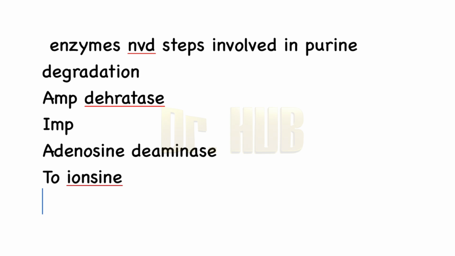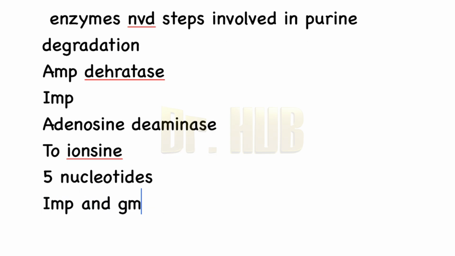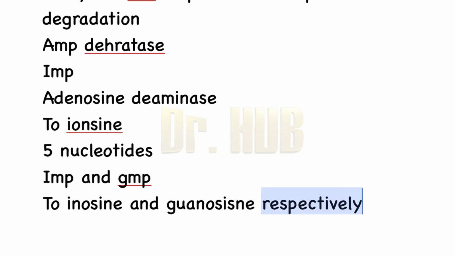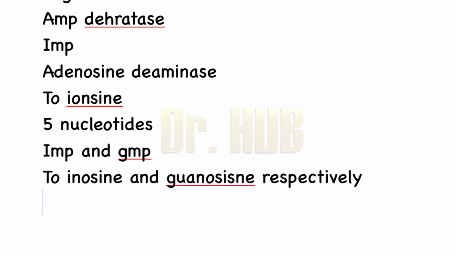Then comes the 5-nucleotidase. The 5-nucleotidase acts on the IMP and the GMP, converting them to inosine and also guanosine, respectively. Then comes the purine nucleoside phosphorylase.